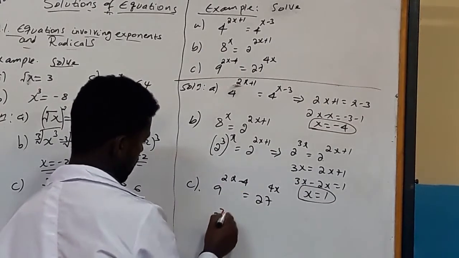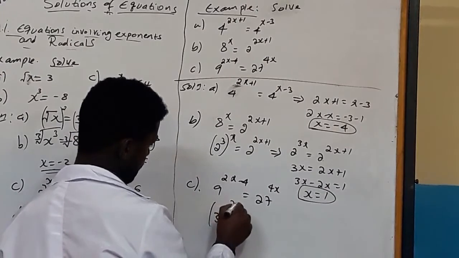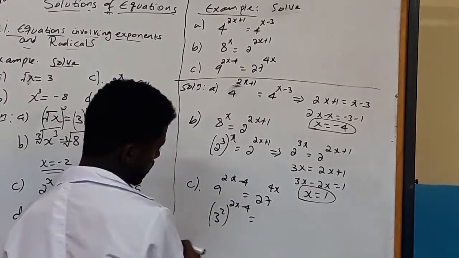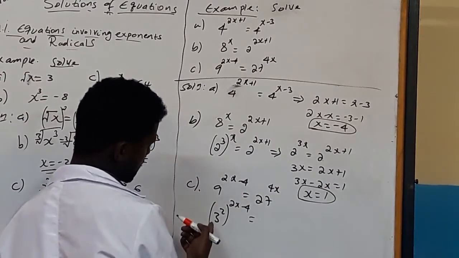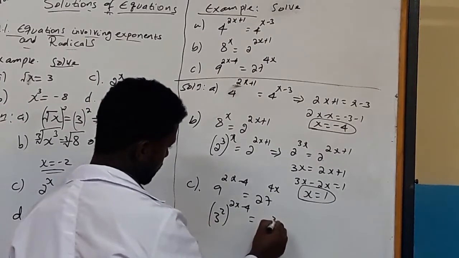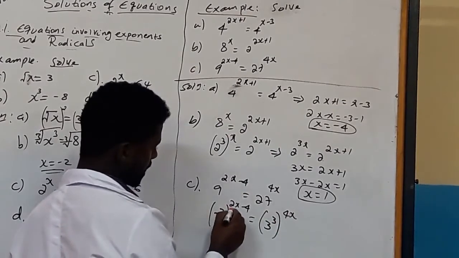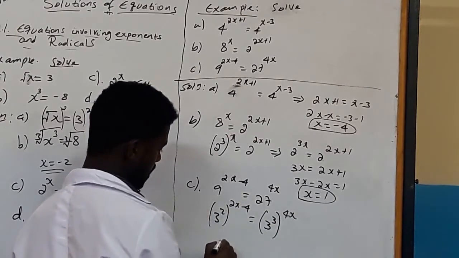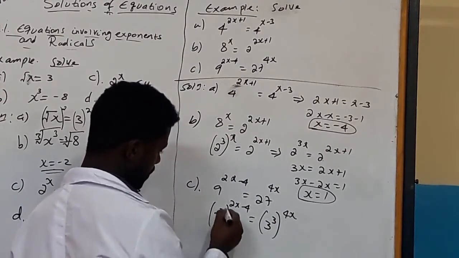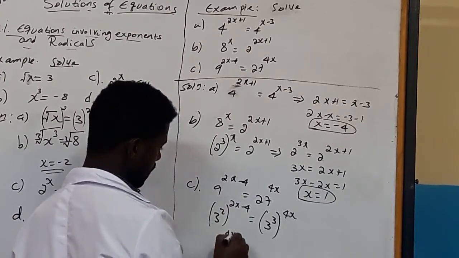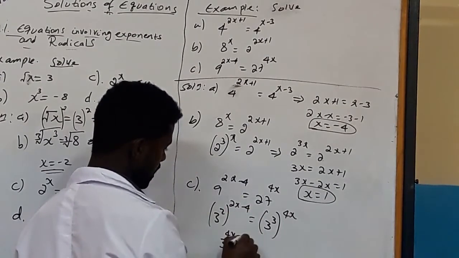This means 3 squared, the whole power of 2x minus 4, is equal to, again, 27 can be written as a power of base 3, that is 3 cubed, the power of 4x. Now this means we multiply 2x and negative 4, yes? So it becomes 3 the power of 2 times 2x, 4x, minus 2 times negative 4, that is 8.